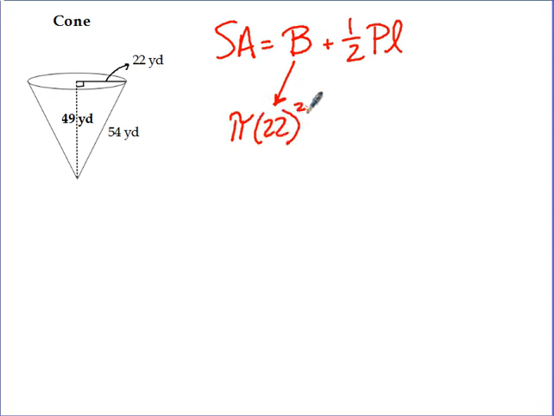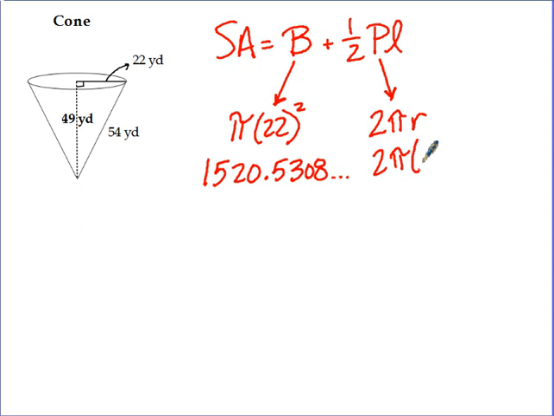And that's going to be 1,520. Now again, I'm using calculator pi, so if you're using 3.14, your answer is going to be off by just a little bit, but that's okay. Now P, remember we're using a circle, so P is 2 pi r, so 2 pi times 22, and that's going to be a little more than 138.